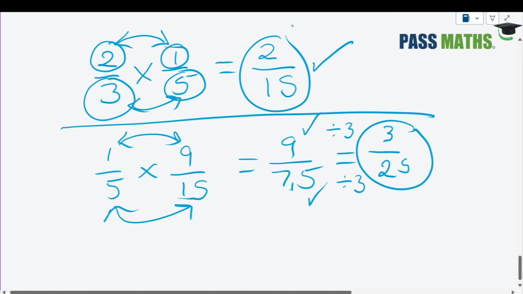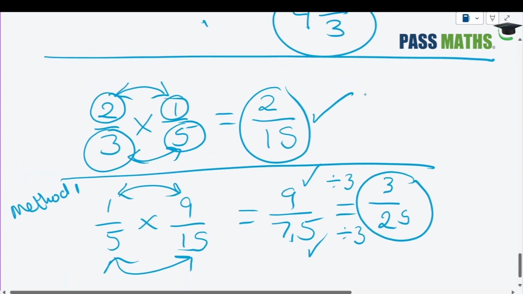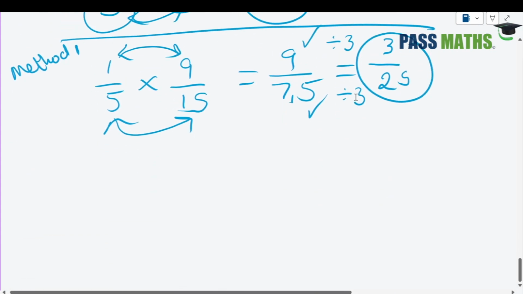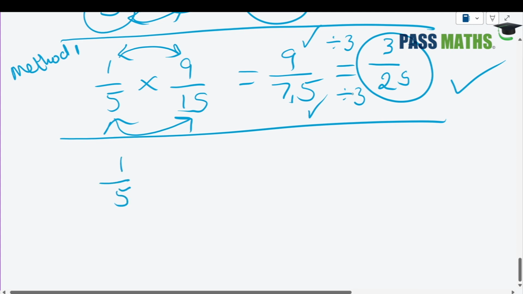But again, this is your method number 1. You can work it out this way, or you can try the same question a different way. Again, you don't need to do that. If you're happy with this method, that's well and good. If not, then try this method: 1/5 times 9/15. That's method number 2.